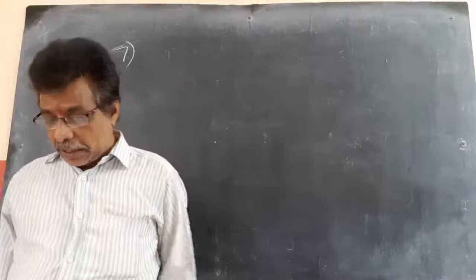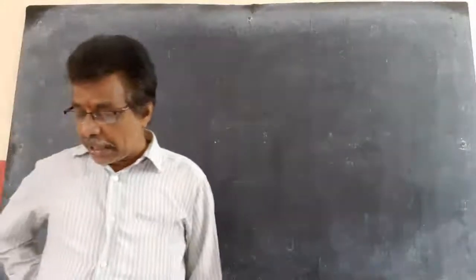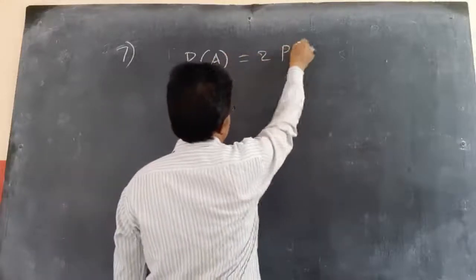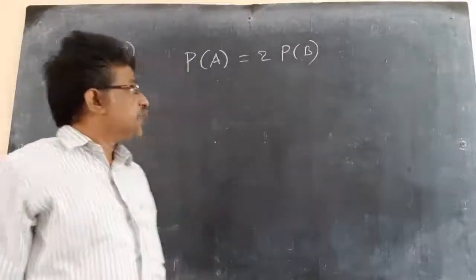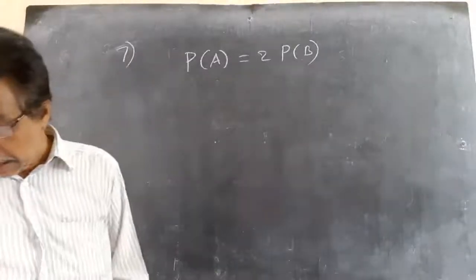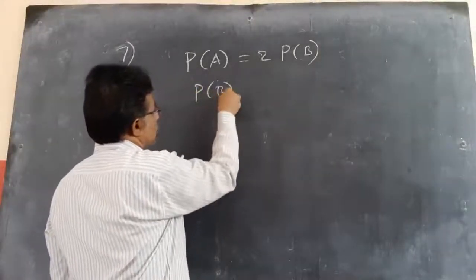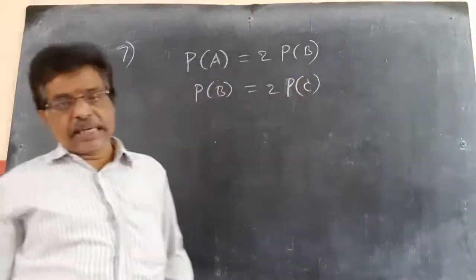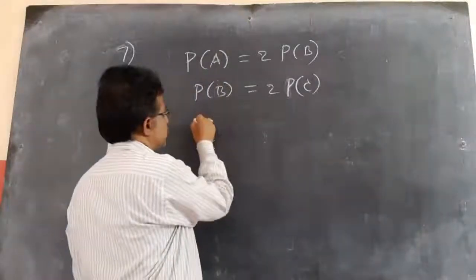A, B, C are 3 horses in a race. The probability of A to win the race is twice that of B, which means P of A equal to 2 times P of B. And the probability of B is twice that of C. What are the probabilities of A, B, C to win the race?